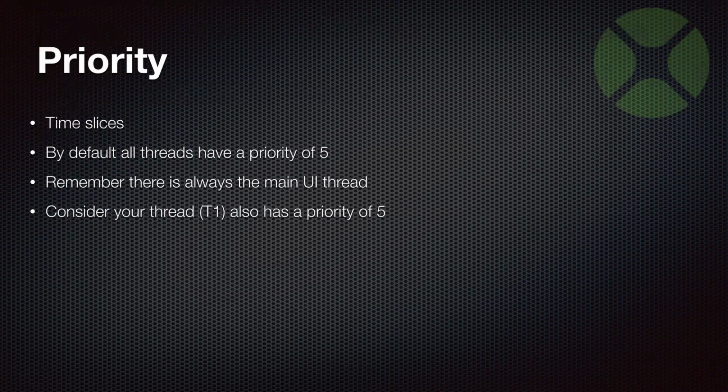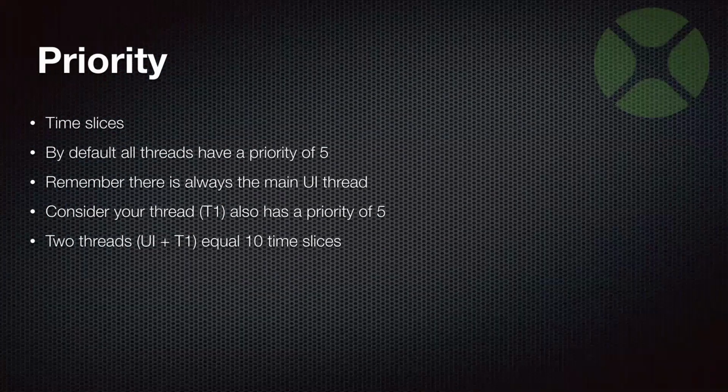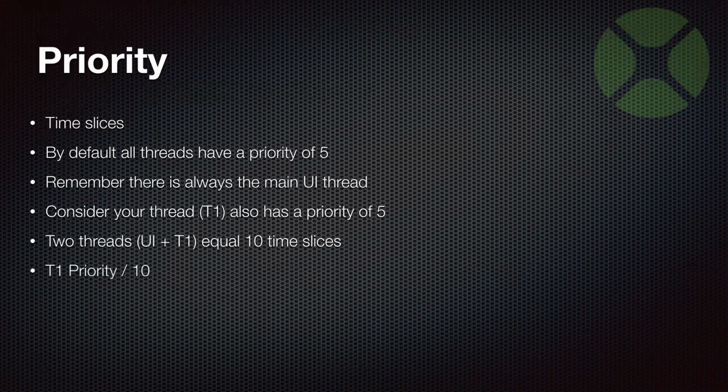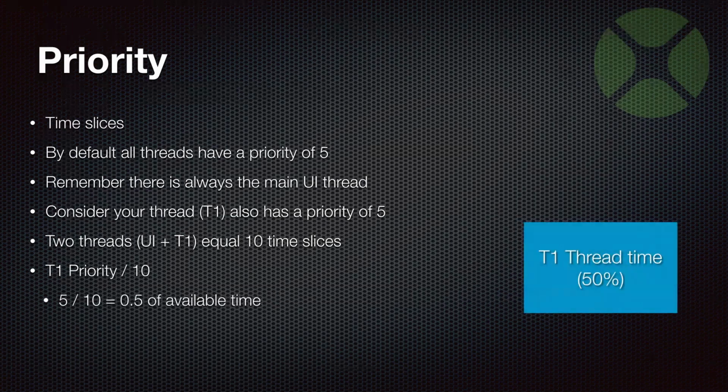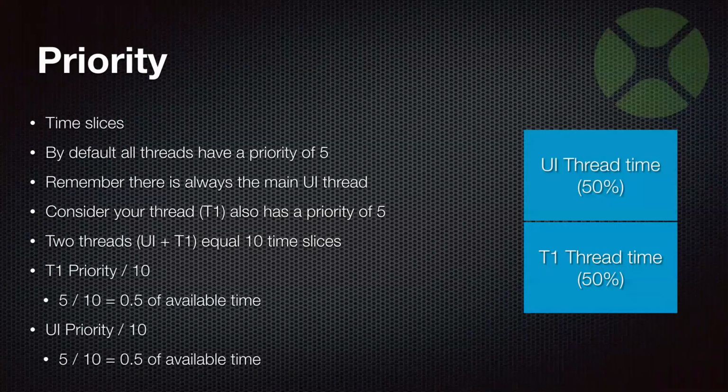So looking at an example, consider that you have your own thread. We'll call it T1, and it also has a priority of 5. Well, the way Xojo figures out how much time to allocate to these is it takes the two threads that are running, so your user interface thread and your T1 thread, and adds the priorities together to come up with how many time slices are available. And that would be 10, because both of these are 5. And then it calculates the percentage of time based on your priority. In this case, both of these have the same, so it will come out the same. So the T1 priority divided by the time slices is 5 divided by 10, or 50% of the available time that the app has. And then the same thing with the user interface. You get another 50% of the time. So that's the default. If you don't change anything, you add a thread, it'll run and get approximately 50% of the available time in the app.